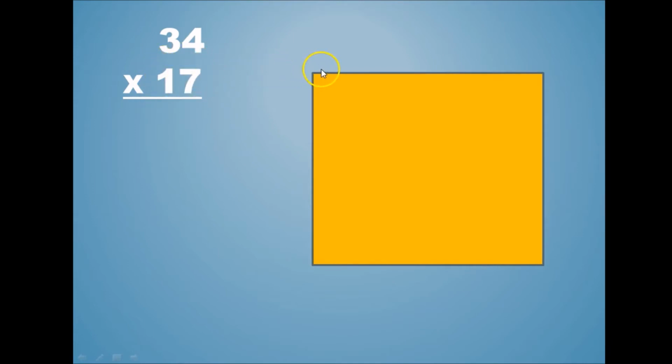So now we have to take this square right here, and we're going to divide it up into parts. So this column right here will represent the ones. The second column is going to represent the tens. Now horizontally, this is going to represent the ones, and then the second part is going to represent the tens. Okay? So let's go ahead and put the numbers so you can see.